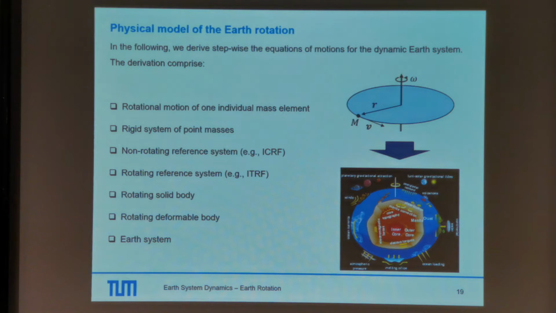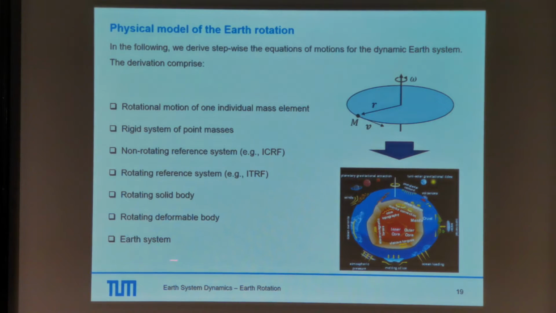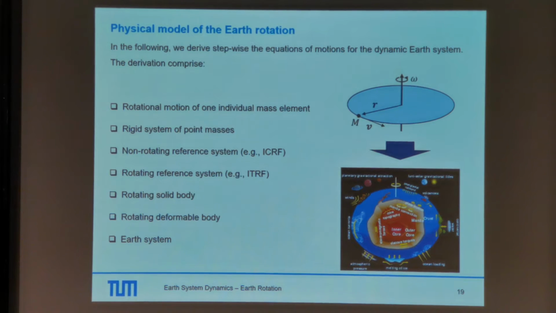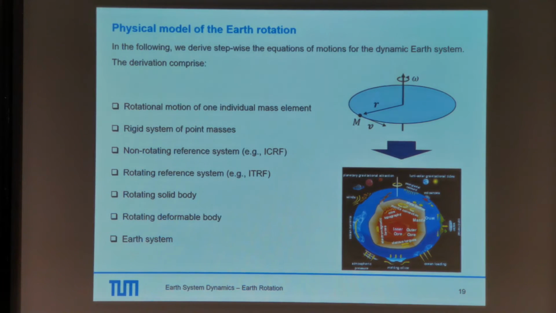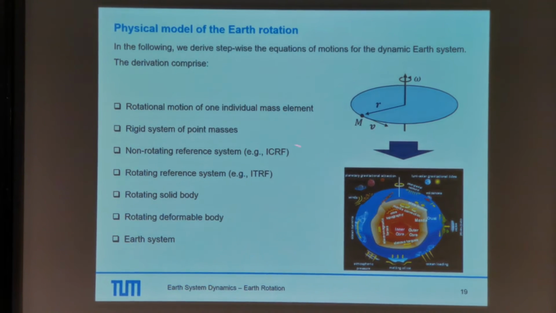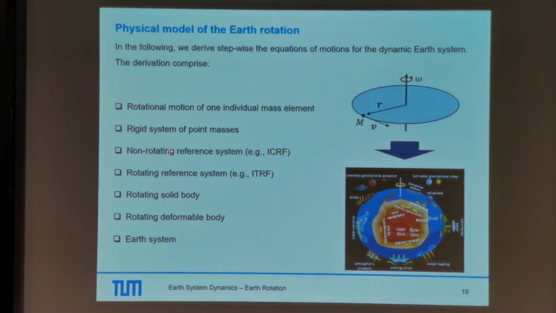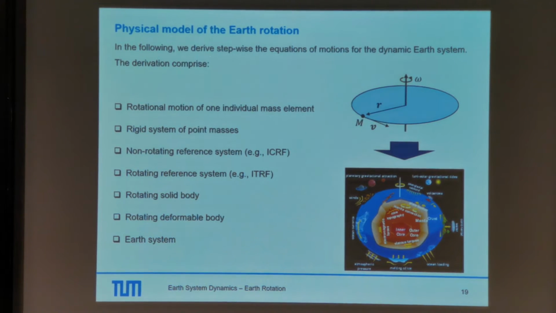We already started with this derivation, so we will go through this 7-step procedure, starting from the rotational motion of one individual mass element, how this is physically described, and end up with the rotation of the Earth within the Earth system. In between, we have to deal with a couple of assumptions. First, we extend a single mass element into a system of mass elements. Afterwards, we consider the non-rotating reference system, so the rotation of the Earth as seen from space, from the inertial system. Then we look at how this would look when we study the Earth rotation from a rotating reference system.